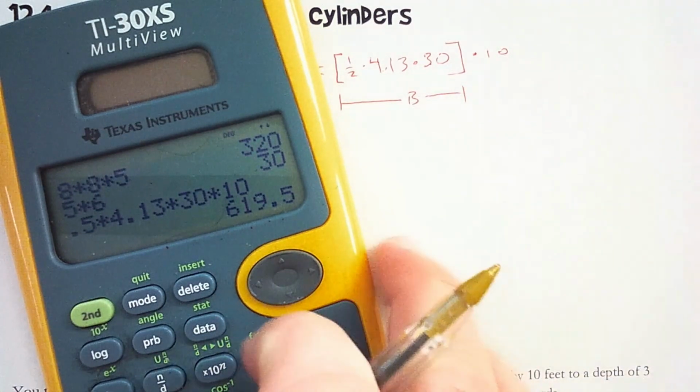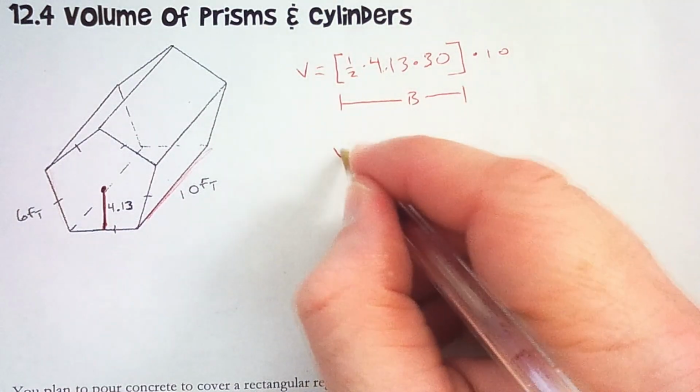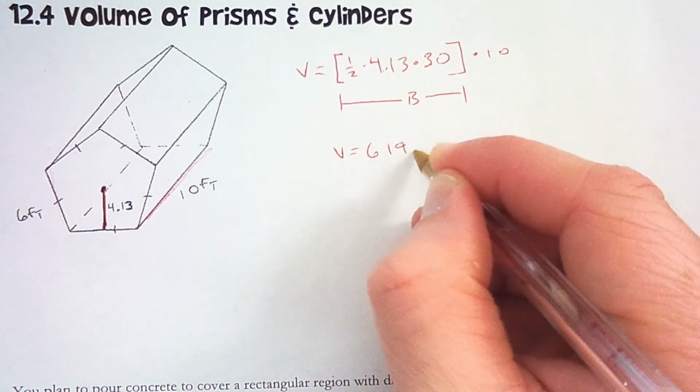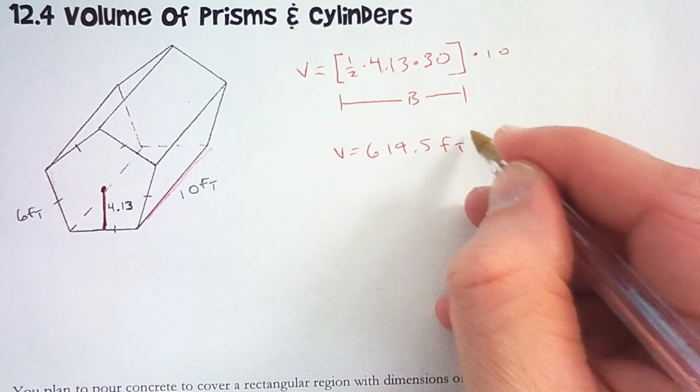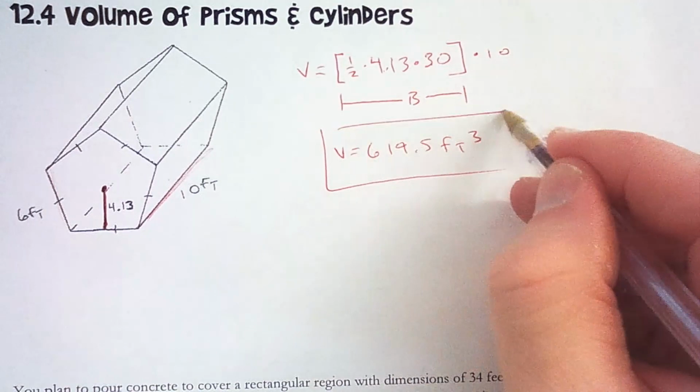and I get 619.5. So the volume is 619.5 feet cubed.